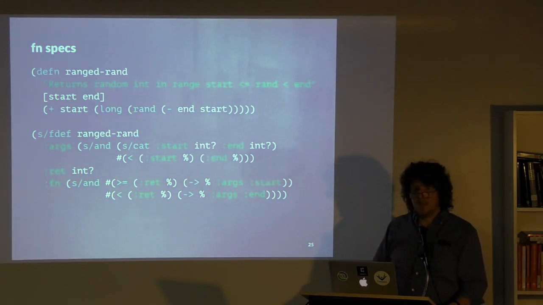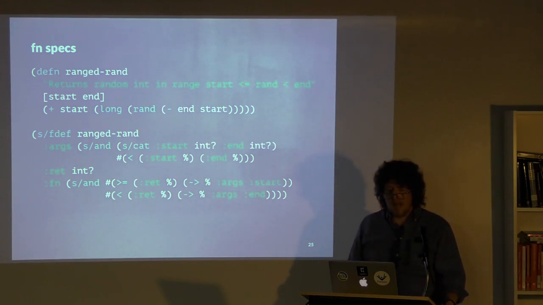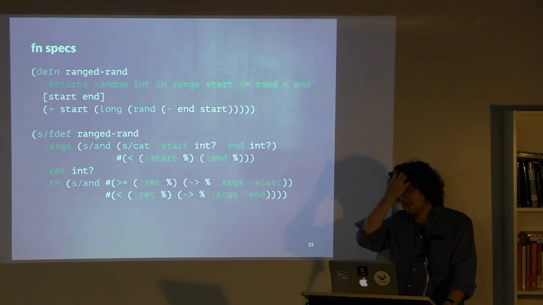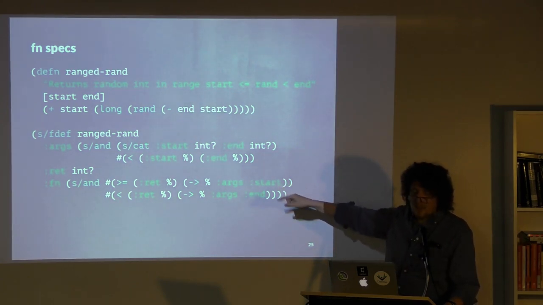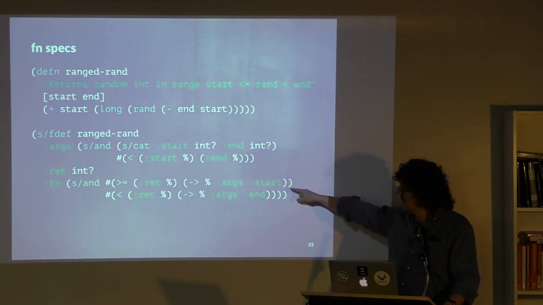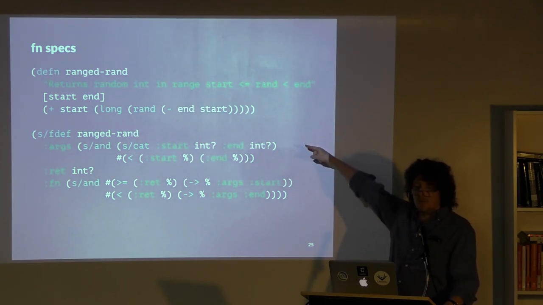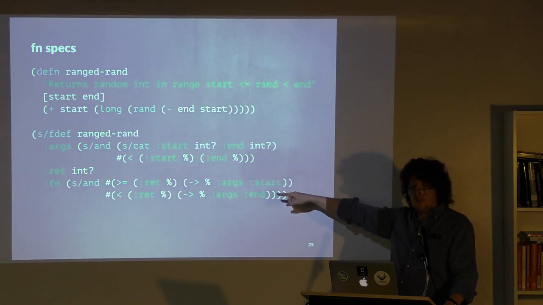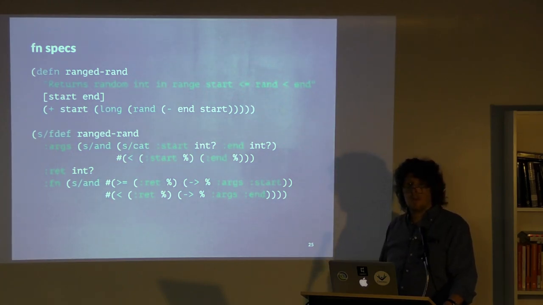The return value is just an int. And then we say range rand is working when it returns a value that's greater than the start and less than the end. And that's what this says. So what actually gets passed to the fun spec are the conformed arguments and the conformed return value. Which means you get labeled conformed stuff, and you can write predicates on those conformed values. And that's what this last thing is. The conformed value of the arguments will have something called start and end, and the conformed value of the return will have something called ret.